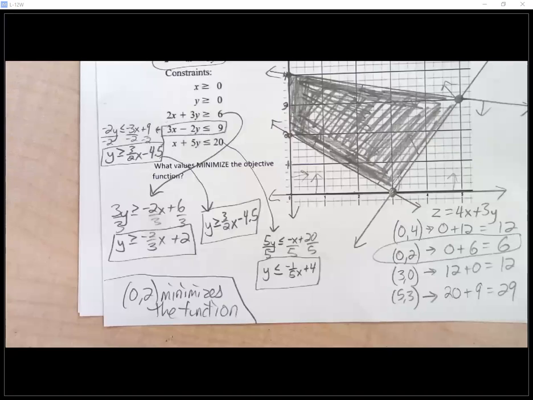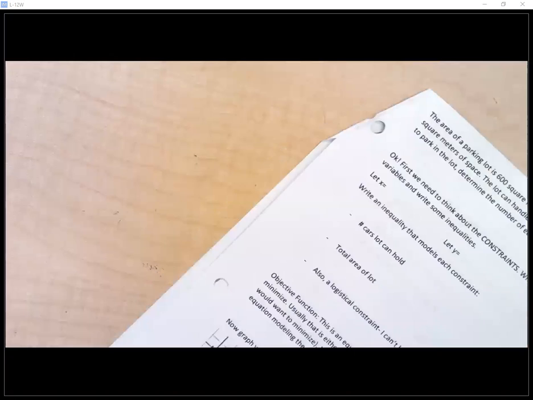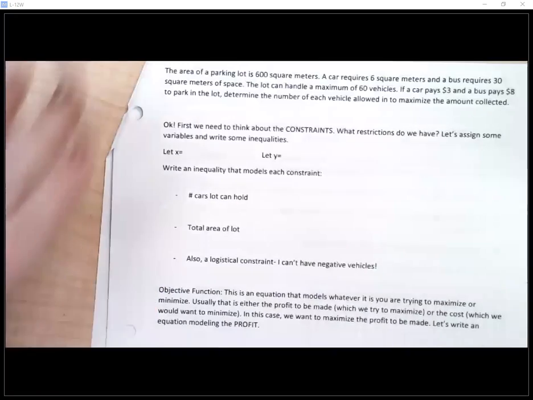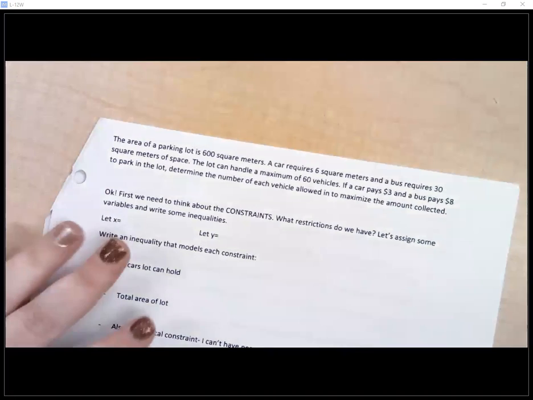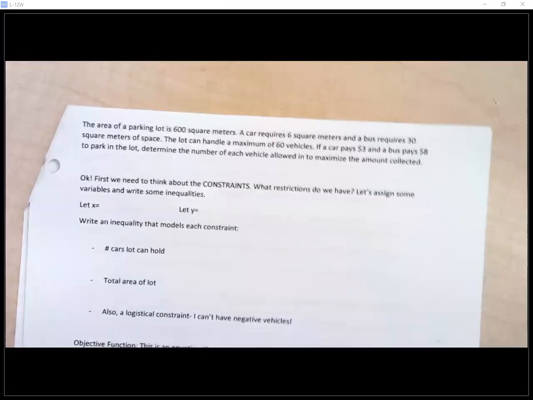So let me see. I might not go in order, but I think the next one is a good one to start off with. All right, so let's read the situation. They give us a problem up at the top here. So I'll just read it aloud, but hopefully you have your sheet in front of you.